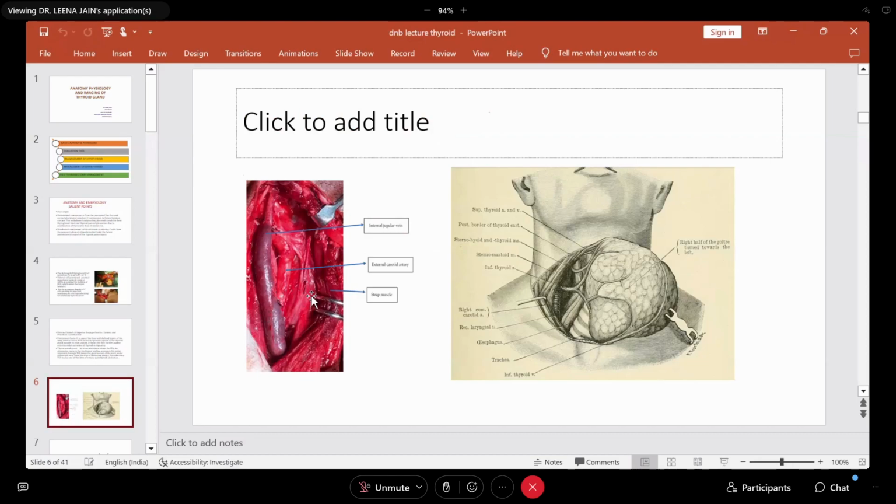This was the space you were talking about. This is the thyrocarotid space. This is the thyroid gland. Here is the carotid, and this is the inferior thyroid artery. Is it clear? Yes, ma'am.